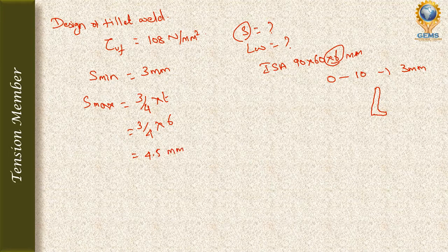So between 3 to 4.5 mm, we have to adopt the size of the fillet weld. So we are adopting the minimum size of the fillet weld, S is equal to 3 mm. Once the size is found, we can find the effective throat thickness is equal to K into S, 0.707 into 3. So it will come as 2.12 mm.